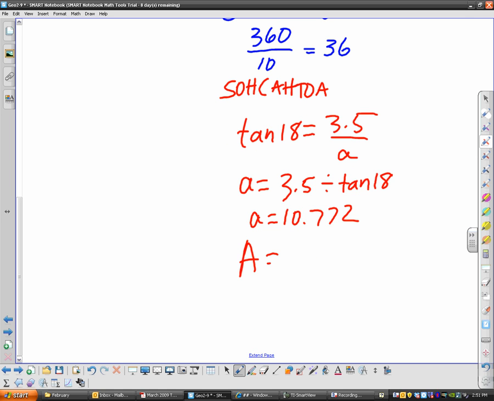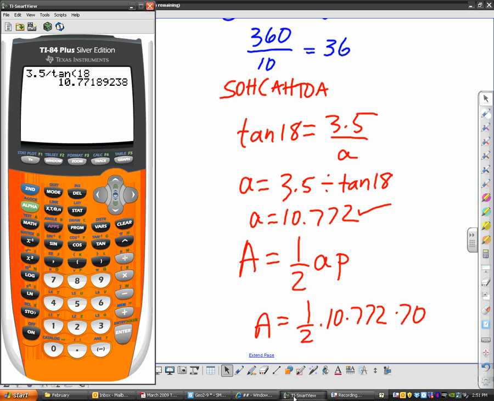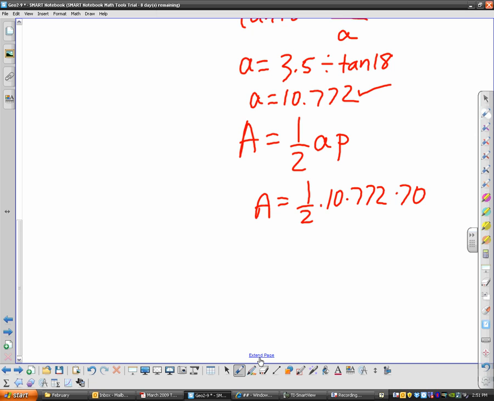I know that my area is 1/2 times the apothem times perimeter. I have my apothem, and I found my perimeter above to be 70. So I have 1/2 times 10.772 times 70. Since I already have the apothem on my calculator, I'm just going to hit times 1/2 times 70 for my perimeter of... I'm sorry, my area, 377.016 is the area.